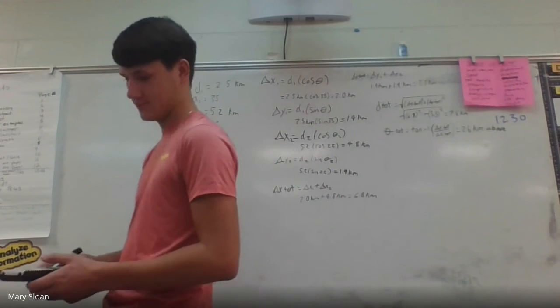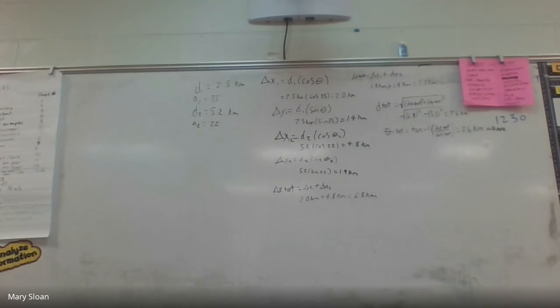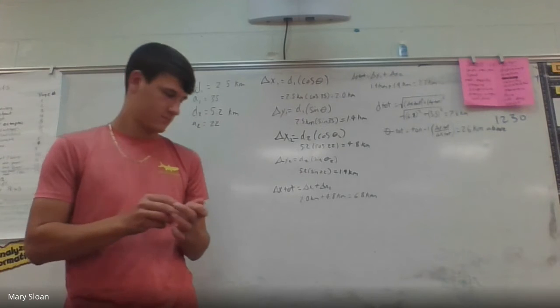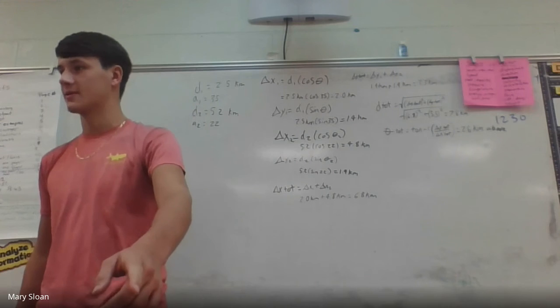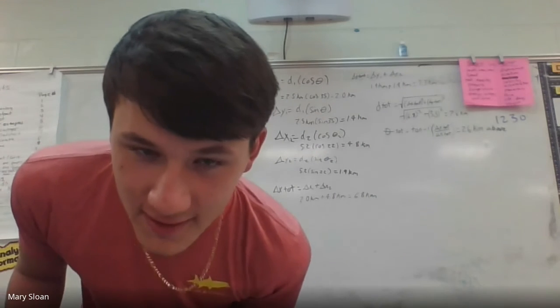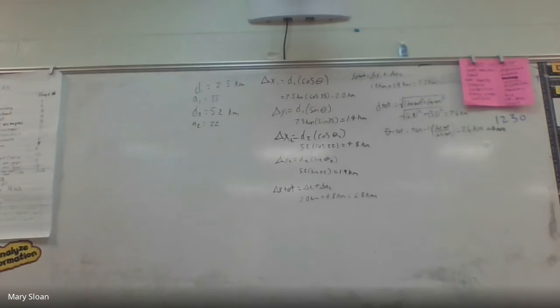So let's look at this and let's analyze what we have, okay? Basically, in this word problem, we have our displacement and we have the angle for two different types of things, correct? You understand what we're doing here? We have our displacement 1 and our angle 1, and we have our displacement 2 and our angle 2.